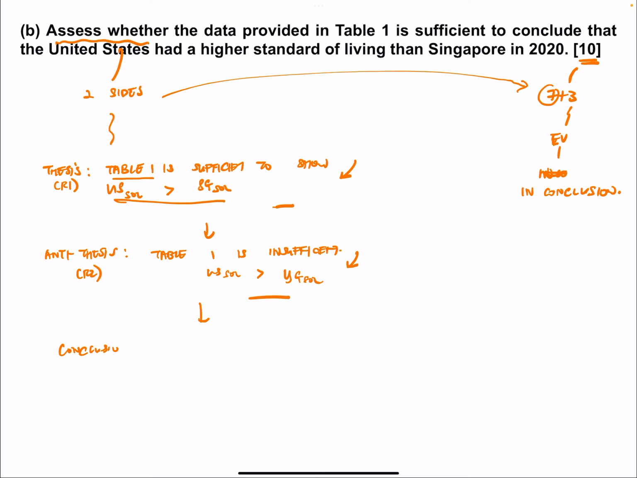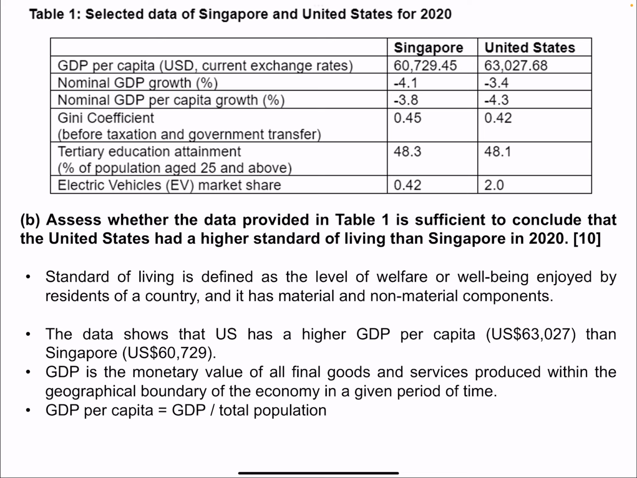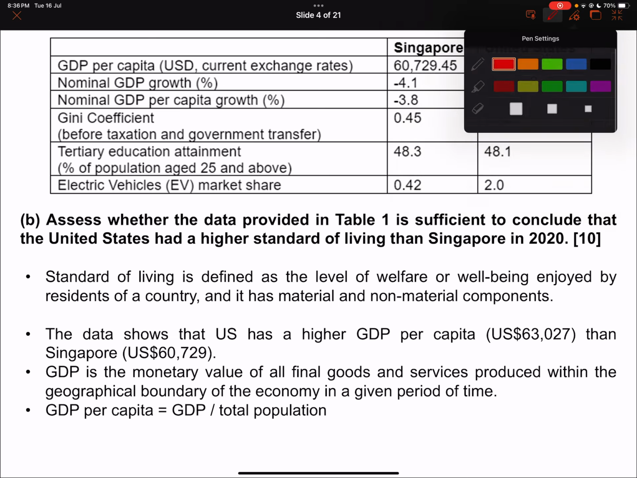Okay, so let's begin. Table 1 is sufficient to show that US standard of living is higher than Singapore's standard of living. So you see Table 1 here. Table 1 shows how you show that the US standard of living is higher than Singapore's standard of living. So first we start by defining what standard of living is.